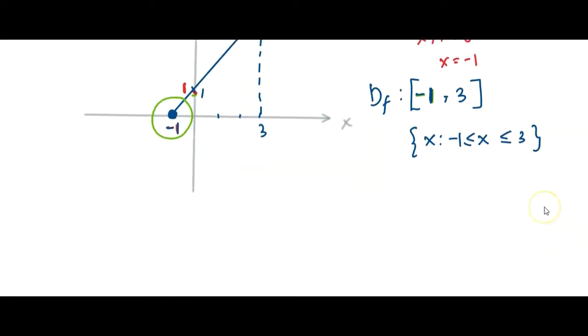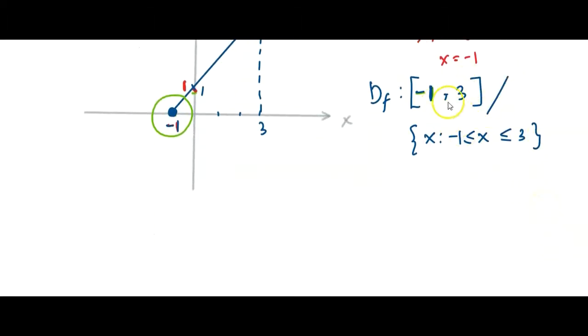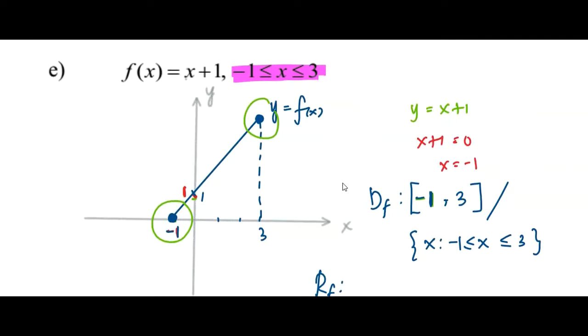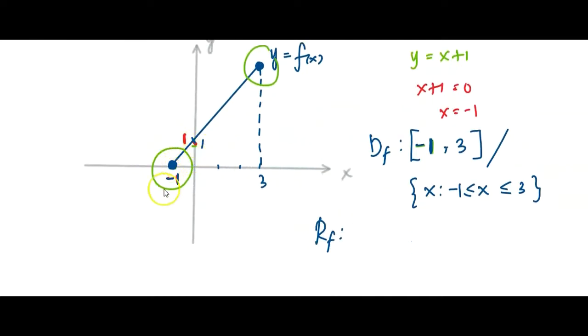Okay, so both are accepted. You can either write your answer in the interval or in the set form. To get the range, I will focus on the lowest point of the graph. This is the lowest point of the graph, and its corresponding value of y will be 0. This point has the y coordinate 0. So the range will start from 0.